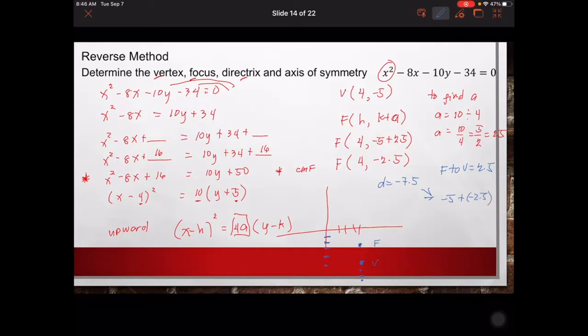Now, what is our axis of symmetry? Kapag sinabi natin axis of symmetry, kung saan siya dumaan. Dumaan yung ating mga given sa x is equal to positive 4. Dito kasi siya dumaan. Ang pinag-usapan natin, this is the axis of symmetry.